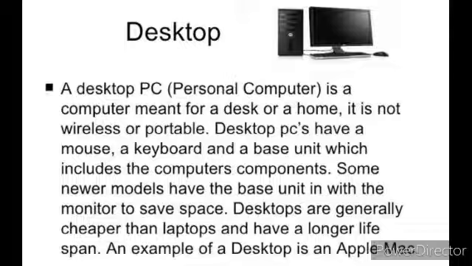Desktop PCs have a mouse, a keyboard, and a base unit, which includes the computer's components. Some newer models have the base unit in with the monitor to save space. Desktops are generally cheaper than laptops and have a longer lifespan. An example of a desktop is an Apple Mac. Desktops work only on electricity.